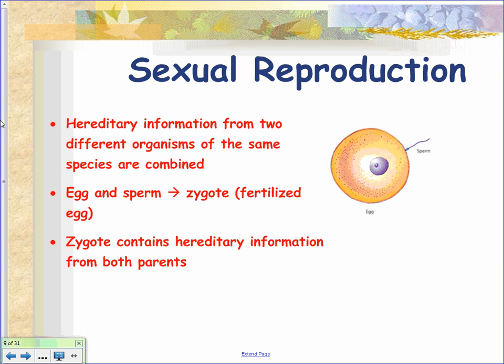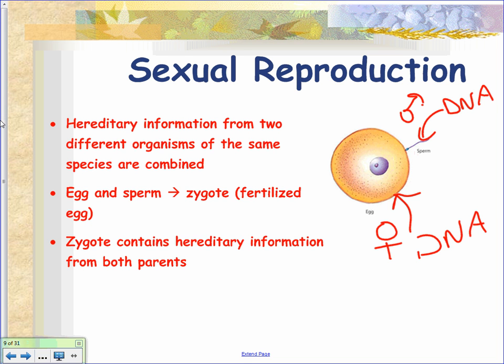So with sexual reproduction, hereditary information from two different organisms are combined. So to look at that very quickly, we have an egg and we have a sperm. They both contain DNA, one of them from mom, one of them from dad, and they will combine to form a zygote. And a zygote is a fertilized egg. Now the zygote contains both sets of DNA from mom and dad.